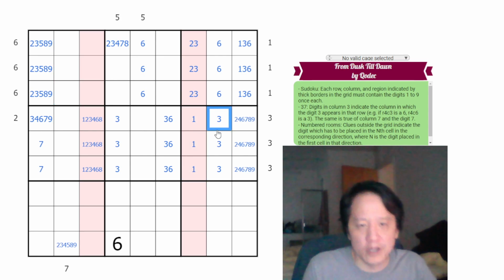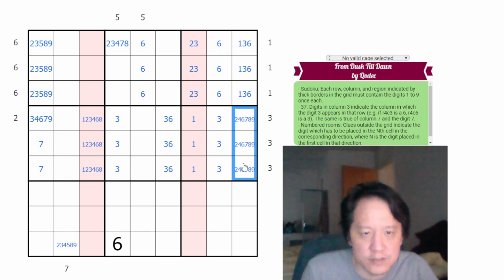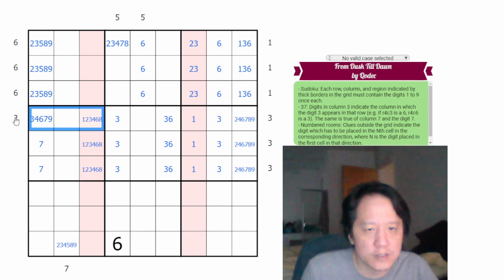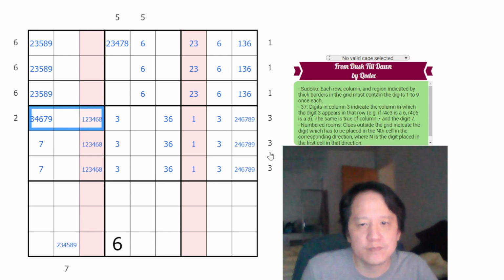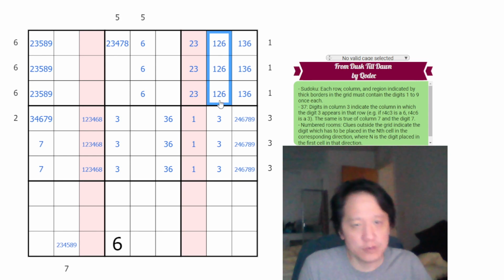Because this is 1. Same here. This is 3. This is 2. This is 1, 2, or 3. This one doesn't tell us as much because we only have one numbered room line. So this could be 2 or 3. This could be 1 or 3. And this is 1 or 2.